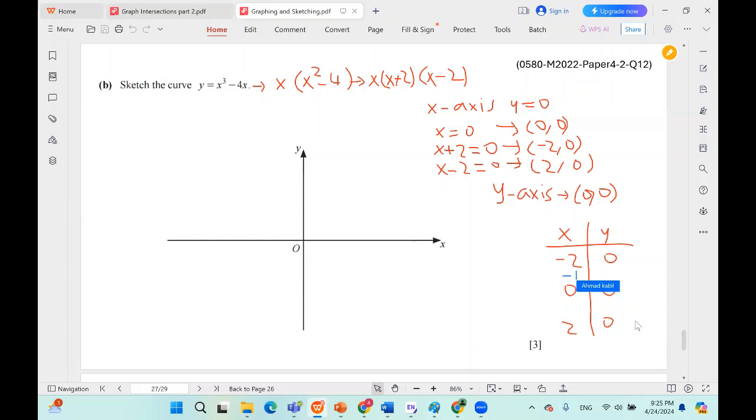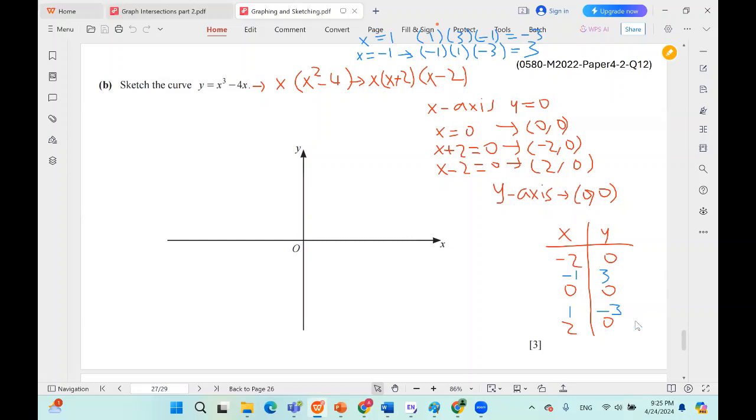Let's put -1 and +1. Let's try -1 into the original equation. So if we have here x equals -1, we get -1 times +1 times -3 by plugging into the brackets, and this gives us 3. If we try x equals 1, we get 1 times 3 times -1. So this is equal to -3. So we have here 3 and -3. We have enough points now to start drawing.